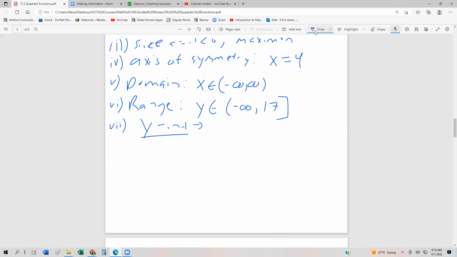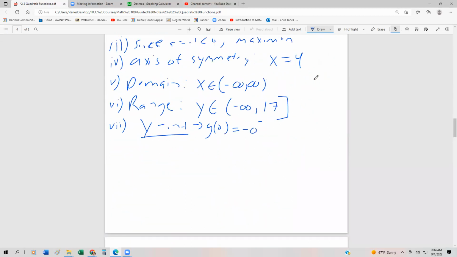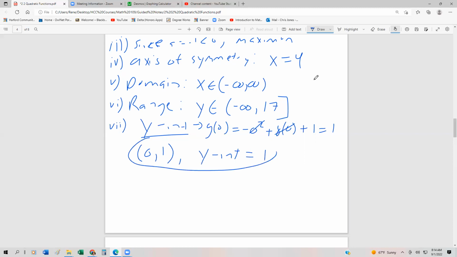And this is actually really easy for us to find this time. So g at 0, and remember, our original parabola was negative x squared plus 8x plus 1. So we would have the opposite of 0 squared plus 8 times 0 plus 1. And clearly, that just becomes 1. And so the intercept of this function is at the point (0, 1). Or if we were just asked for the y-intercept, that would be equal to 1. But it's probably more important for us to have the coordinate or the ordered pair.